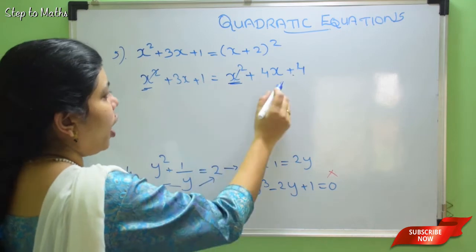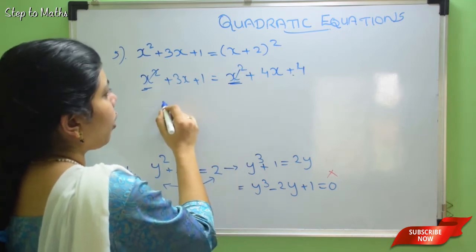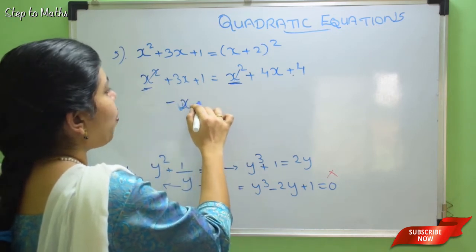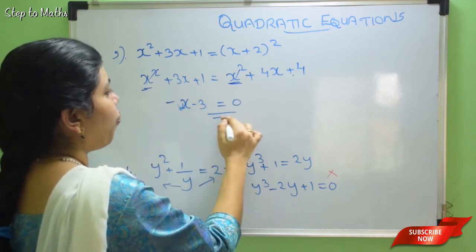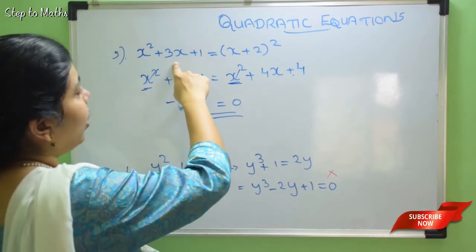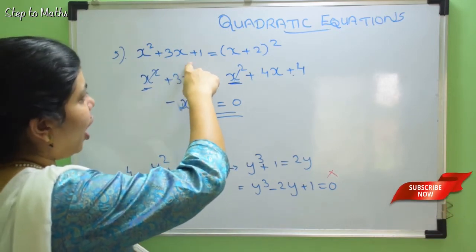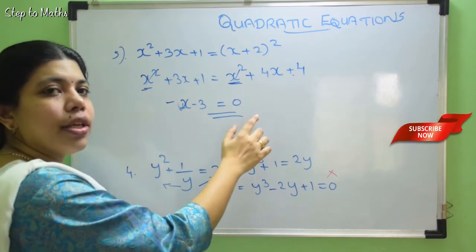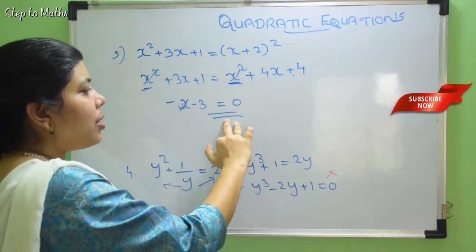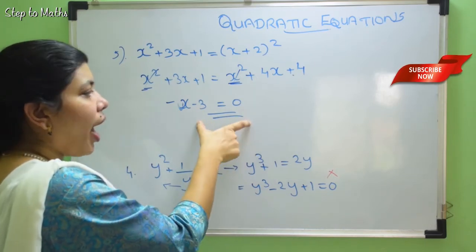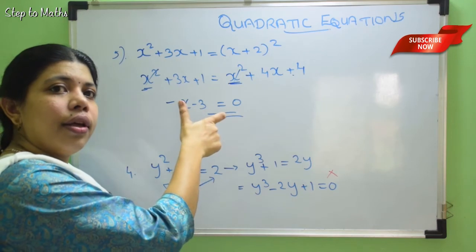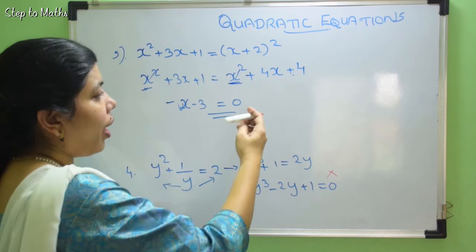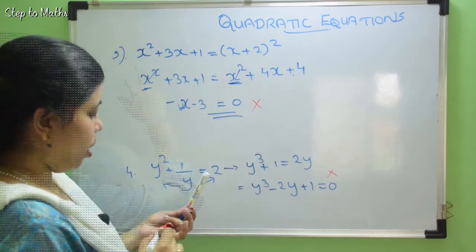3x minus 4x is minus x, minus 3 equal to 0. The given equation, after simplifying, becomes minus x minus 3 is equal to 0. That means this equation does not contain a term with x square. That means this is not a quadratic equation.